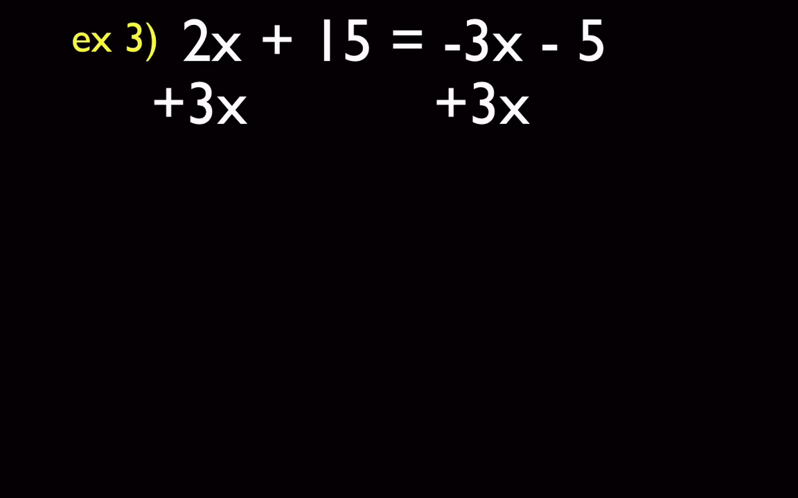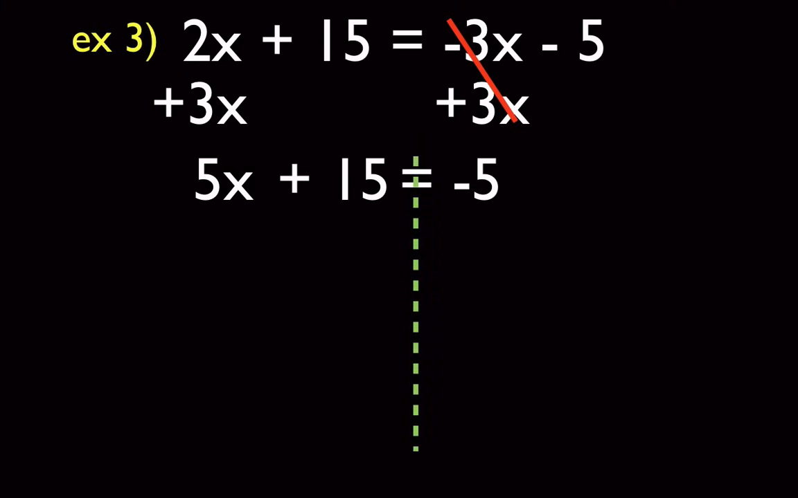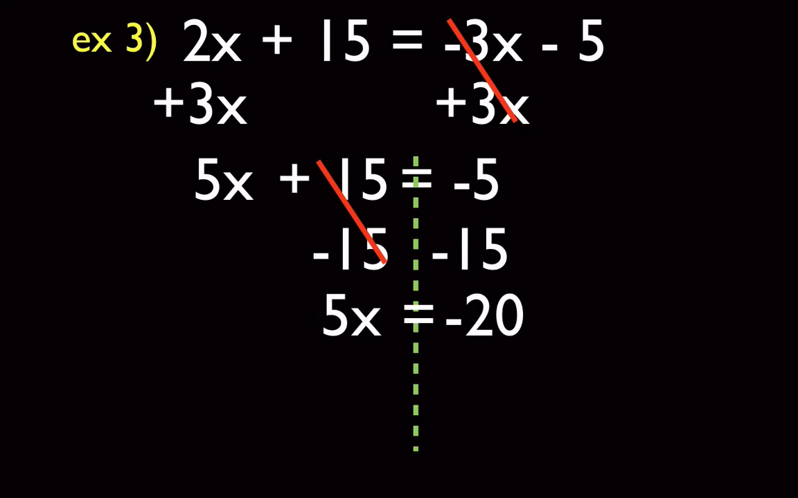Notice that we added 3x to both sides. On all the other ones we subtracted. The reason is we want to cancel out the 3x. So now I'm going to get 5x, 15. The x's are going to cancel. That's the point. You want that to be 0. And negative 5 comes down from above. Now we're at a two-step equation. So we're going to follow our normal two-step equation steps, which is we're going to subtract 15 from both sides and then divide by 5. And we're going to get x equals negative 4.